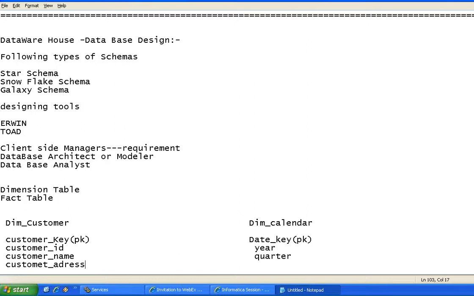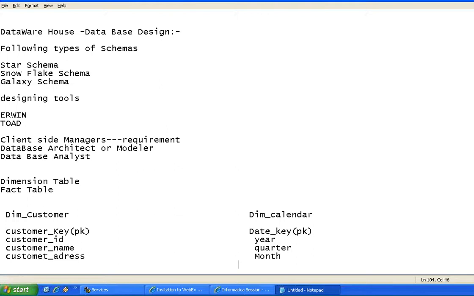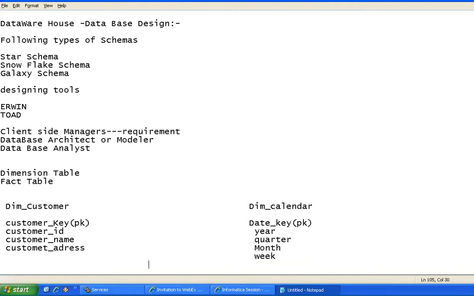Year, quarter, month. In a year we have 4 quarters. In a quarter we have 3 months, whatever it is. We have 4 weeks, we have 30 days. All the information regarding the calendar will be here.